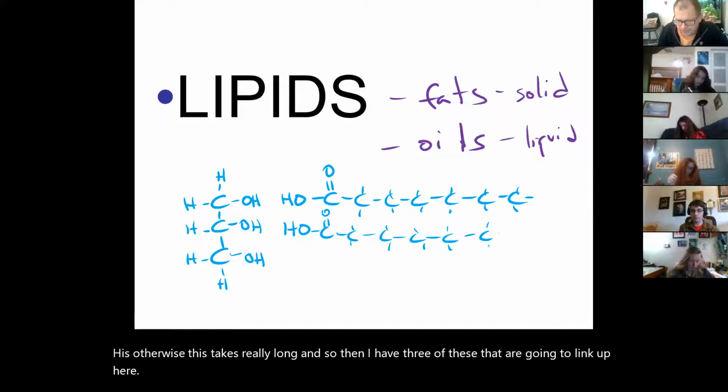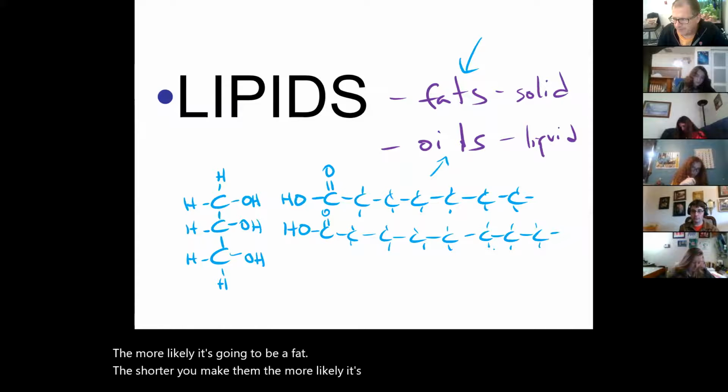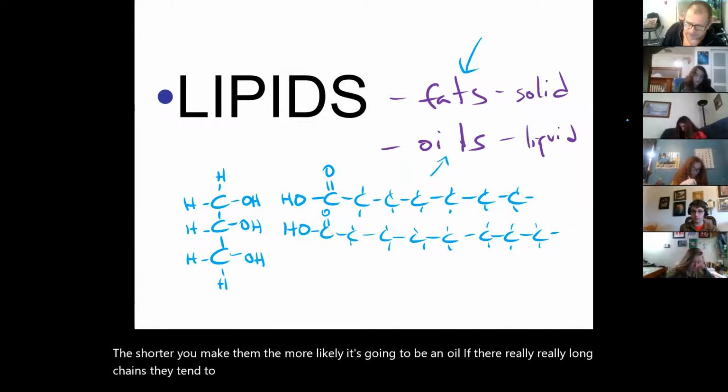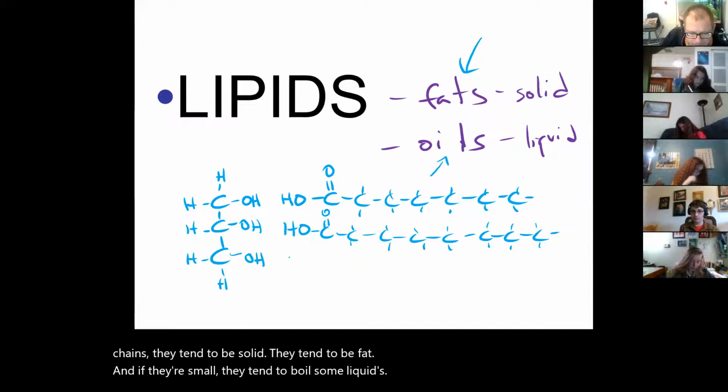And how long you make these, that's up to you, because the longer you make them, the more likely it's going to be a fat. The shorter you make them, the more likely it's going to be an oil. If they're really, really long chains, they tend to be solid. They tend to be fats. And if they're small, they tend to be oils, liquids. Okay, and we'll do one more.